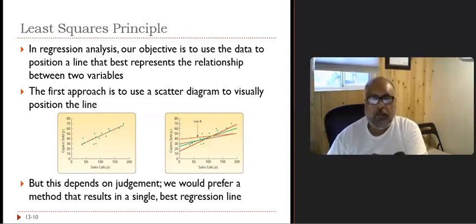So we repeat this for the other x, y coordinates in the data set, and this is how we find the values that we need to draw a line on, right? So it's called the least squares principle. Okay.